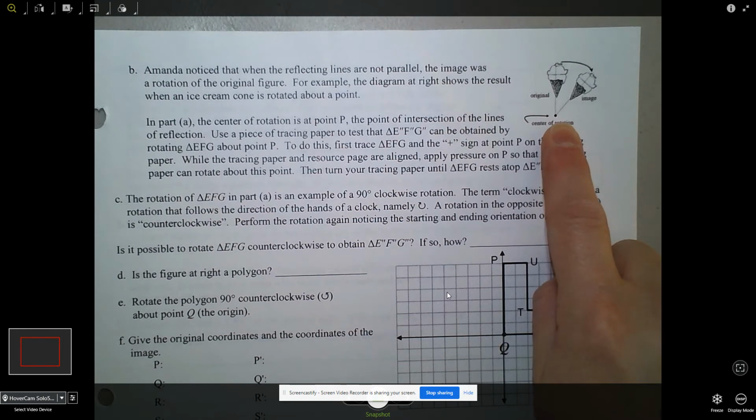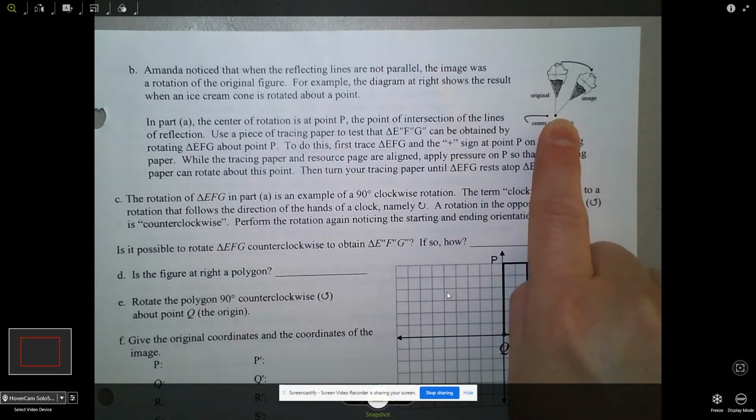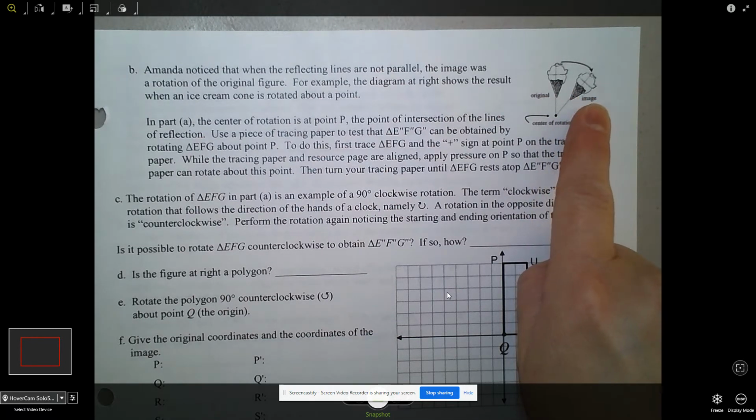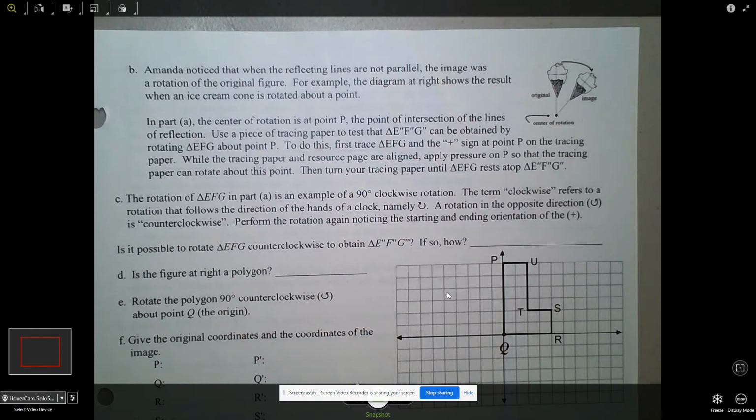So if you thought about having that ice cream cone as like a little sticker and you put it on the end of the minute hand of a clock and you let the clock sort of tick by, you would notice that the ice cream cone would rotate on the end of the minute hand. In part A, the center of rotation was point B, the point of intersection of the two lines. We could also pretend that it was the origin.